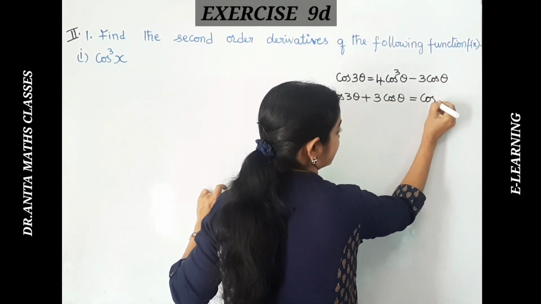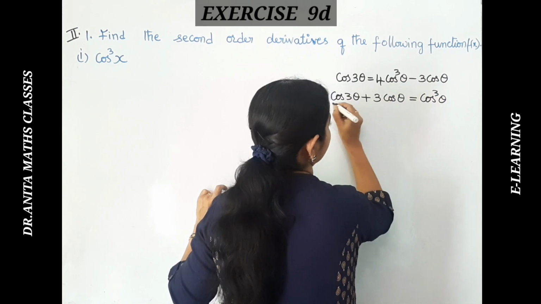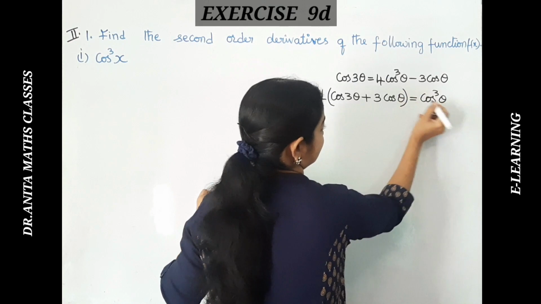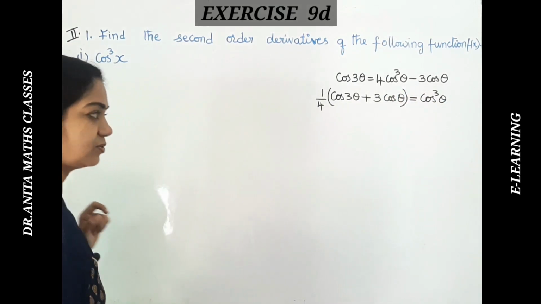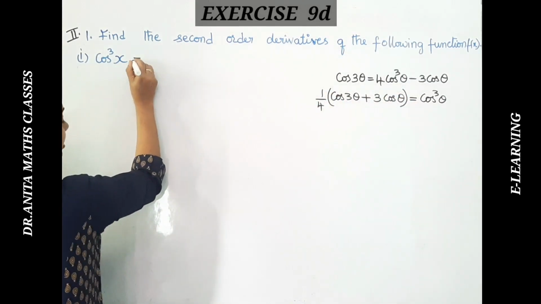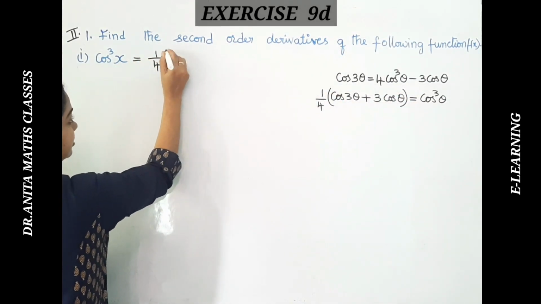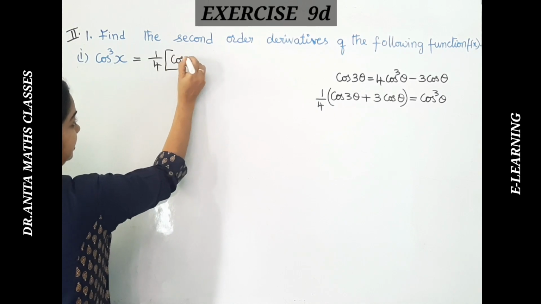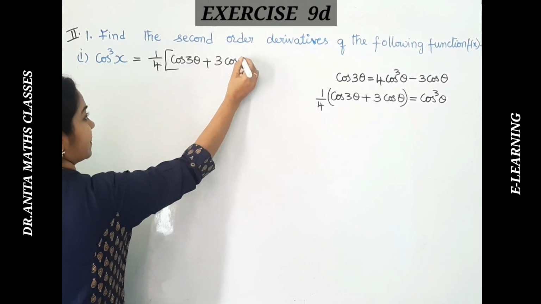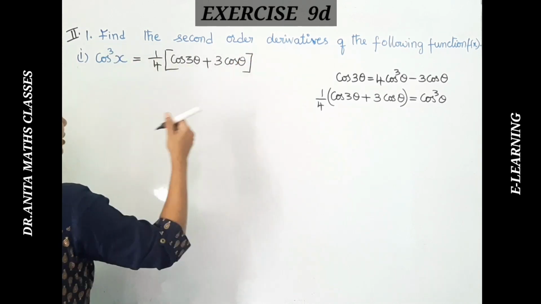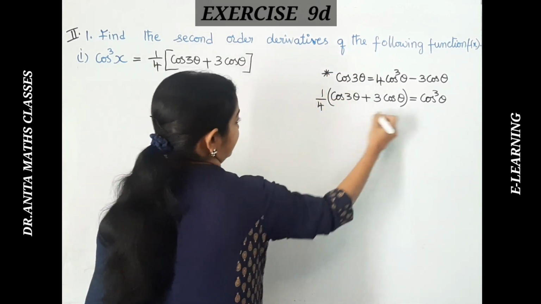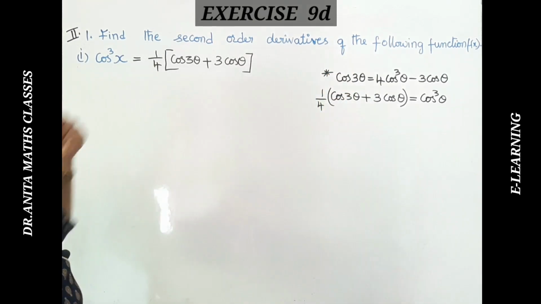Here only keep cos cube theta. This 4 also you can take out. So bring this 4 to the other side. So cos cube theta, I will write it as this function: 1/4 of cos 3 theta plus 3 cos theta. If squares are involved, we can use the cos 2 theta formula. Yes, this is the formula. From this formula we got this. Here, now we will proceed.